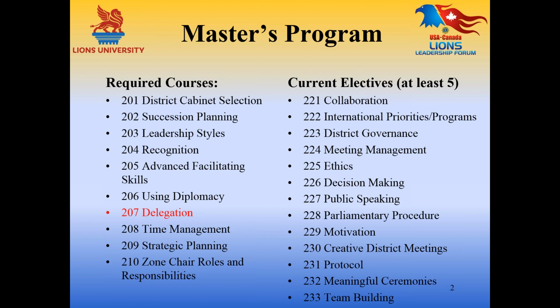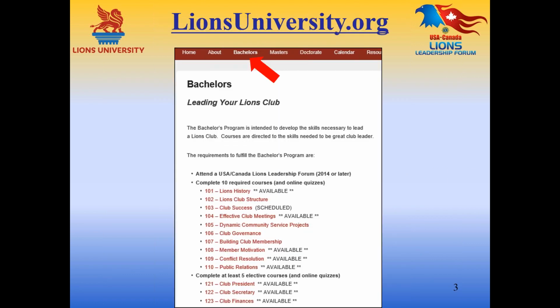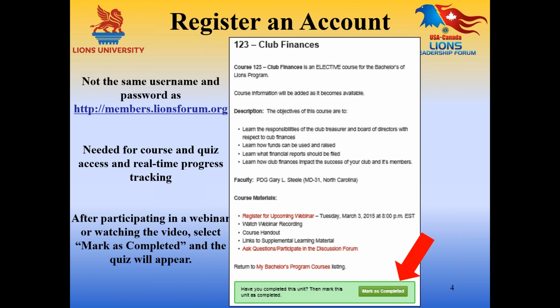But this is delegation course number 207, a master's program level course, a required course for the Lions University master's program, which is designed to help the Lions lead on the district level. And the master's program involves the completion of the 10 required courses, which you see on the left side of your screen, and the electives on the right side, of which you need to have at least 5.